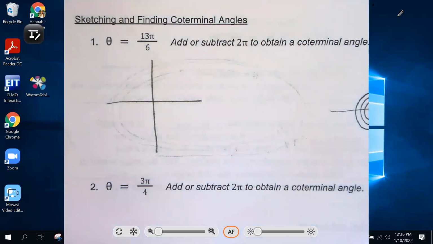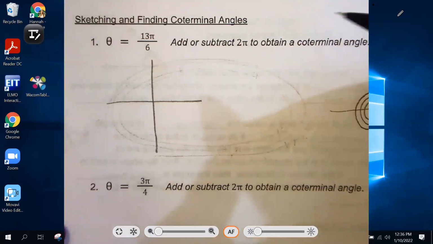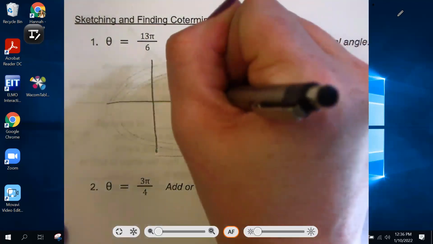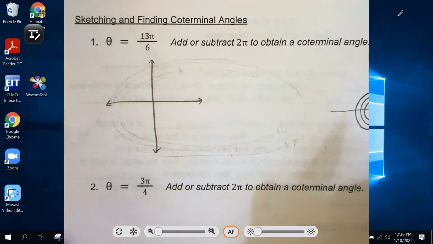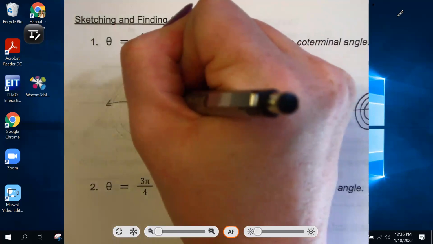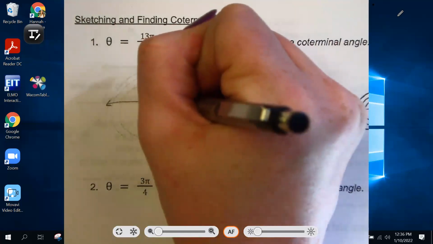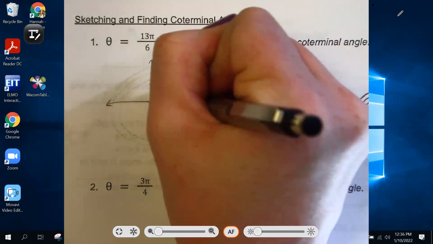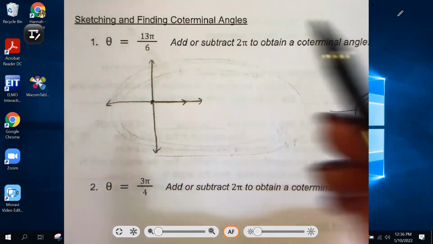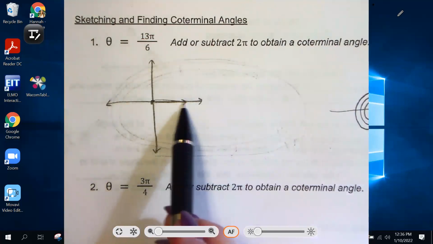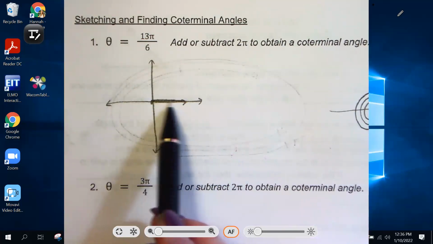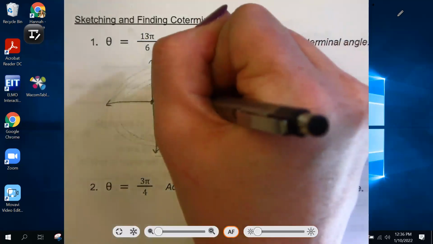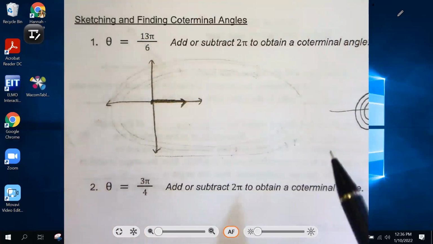Okay, I do want you guys to sketch this. All of these angles are going to have their initial side in standard position. You can't really tell that I drew the side here, so there's its initial side.